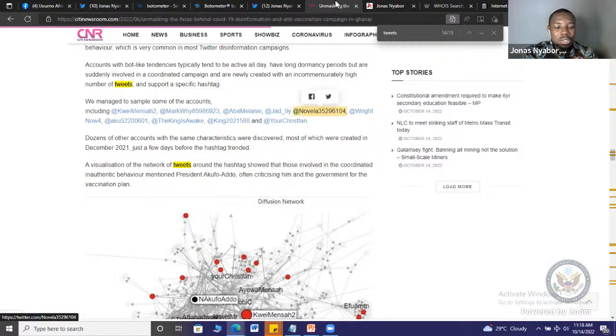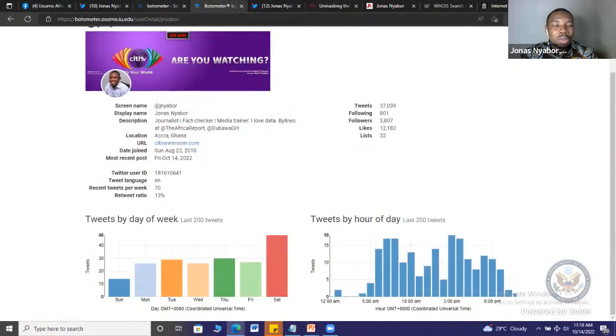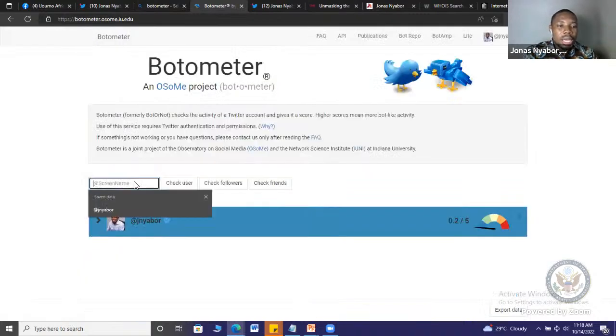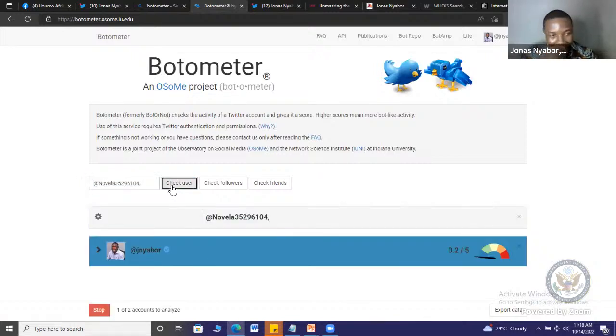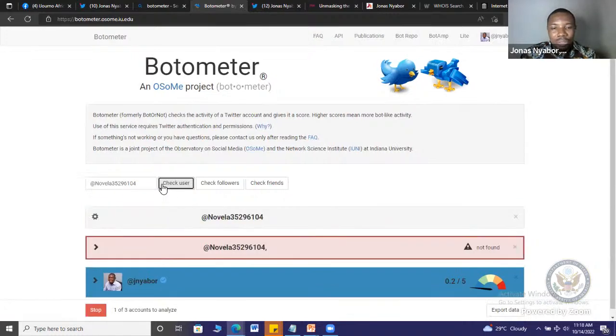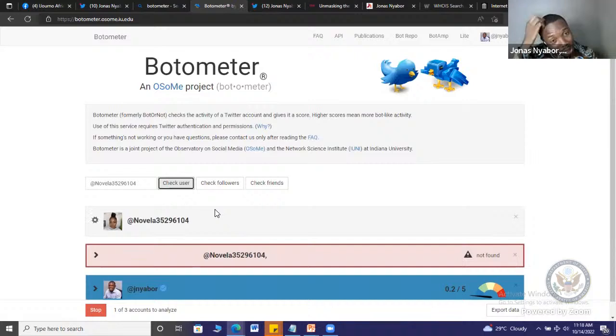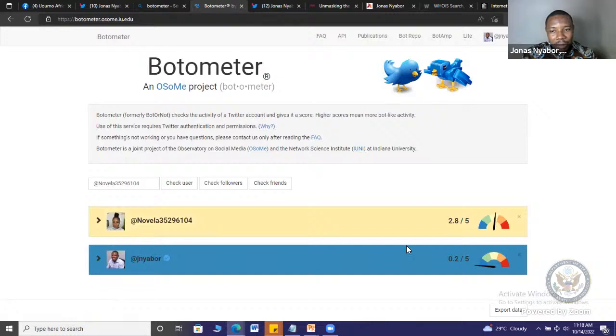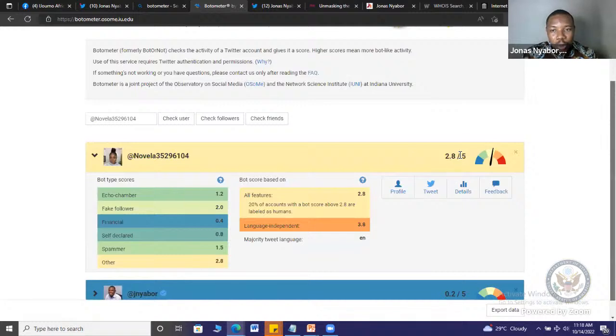Let me just try and put this in the Botometer and see what will come out. That is one of the ways. For those of you who have usernames like this, I would generally advise that you change it to reflect your true username so that you are not flagged as a bot account. So let's run this particular profile and see. This was captured in one of my investigations. As you can see here, the score is very, very high. It's above average, 2.8 out of 5. So echo chamber fake follower is 0.2.